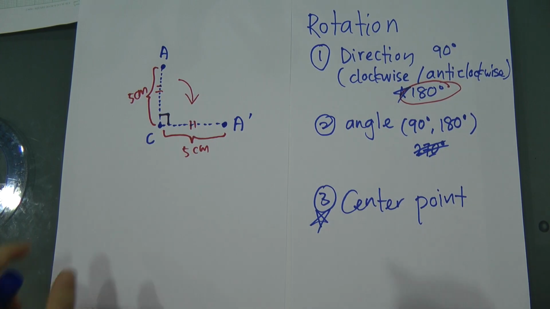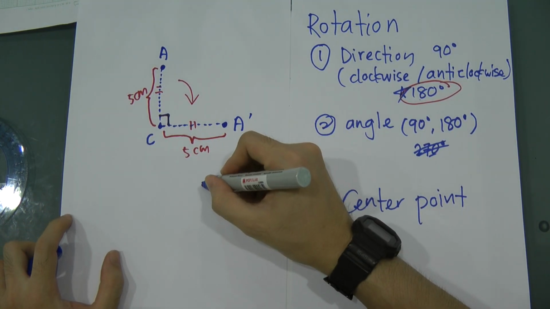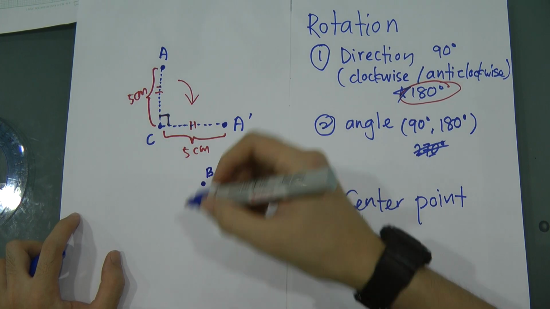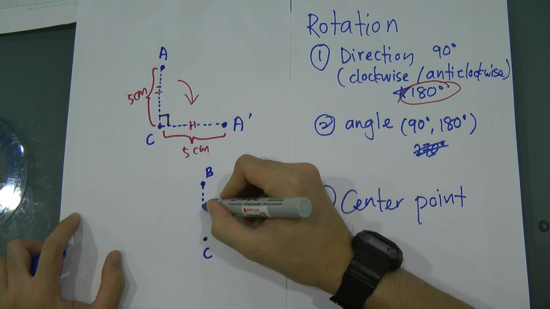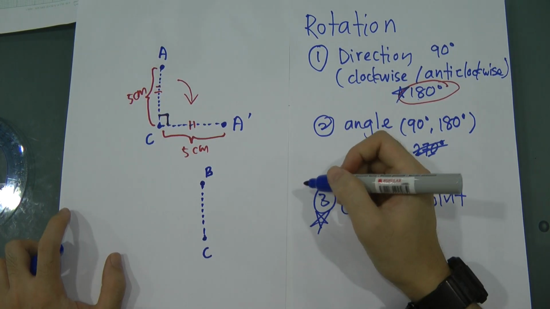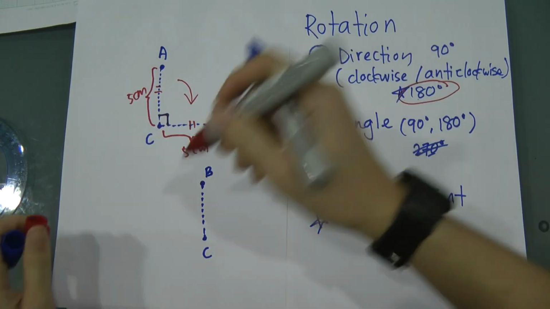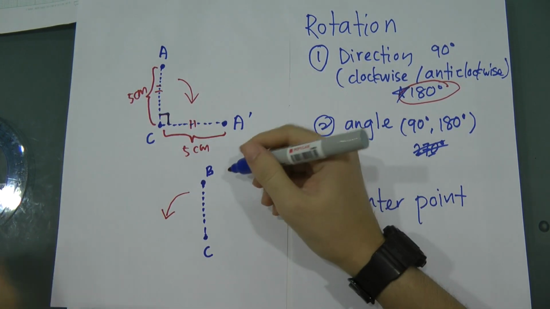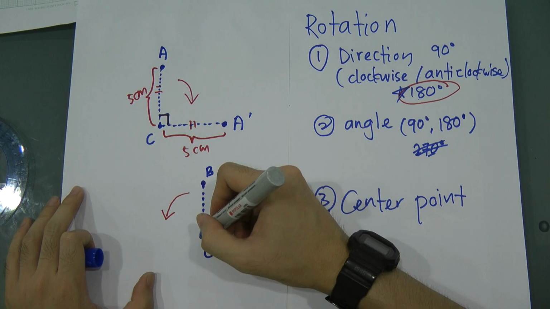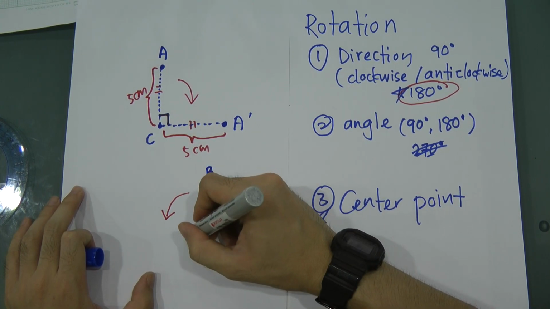How about anti-clockwise? If I have the object B and this is my center point, I call it C. So when I rotate 90 degrees anti-clockwise, it means I rotate in this direction, called anti-clockwise. So where is my image B'? So first, obviously, I will form a 90 degree angle over here.